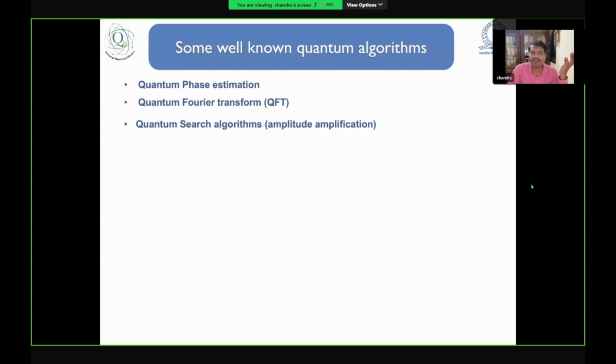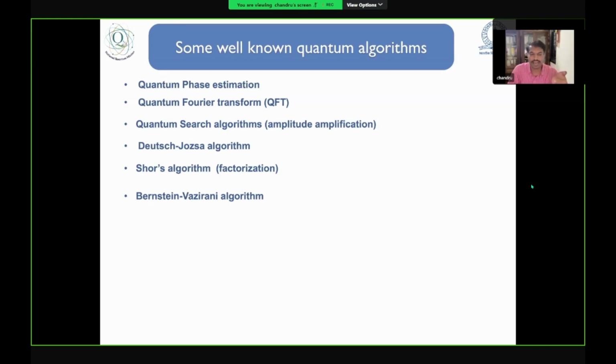Just like Grover's algorithm, there are other algorithms which all involve amplitude amplification. They are also quite important. There is the Deutsch-Jozsa algorithm, which was one of the earlier algorithms. I mentioned David Deutsch, who was somebody who initially came up with a promise of quantum computers from a computational perspective. And there are other algorithms which you call the Bernstein-Vazirani algorithm.